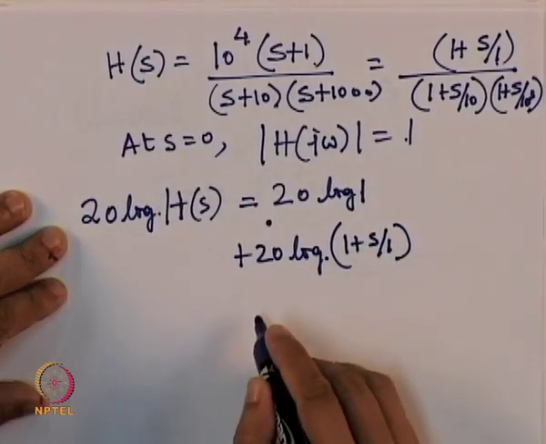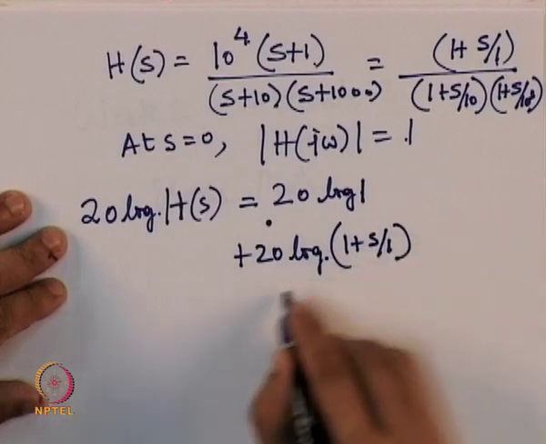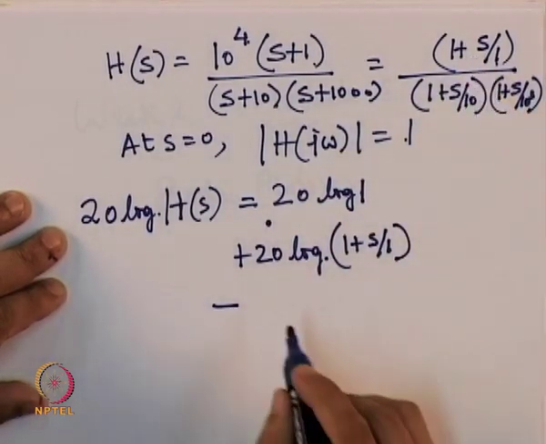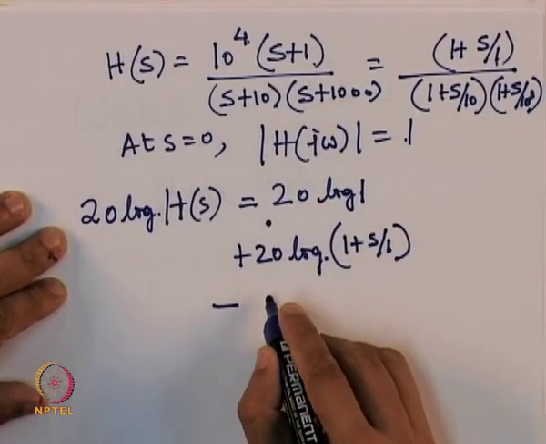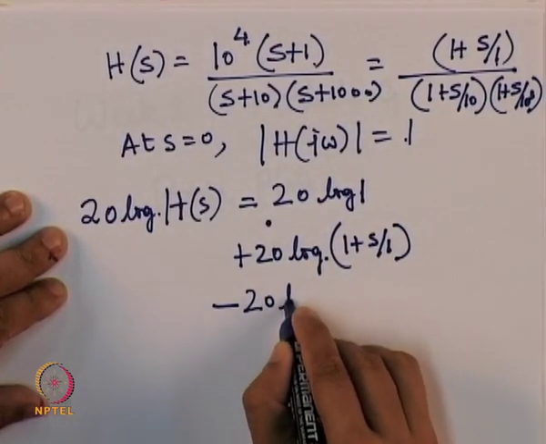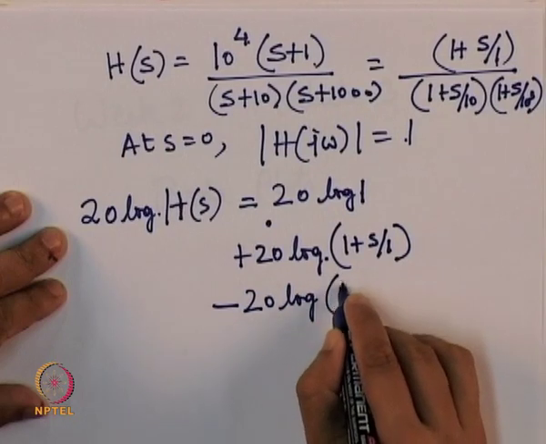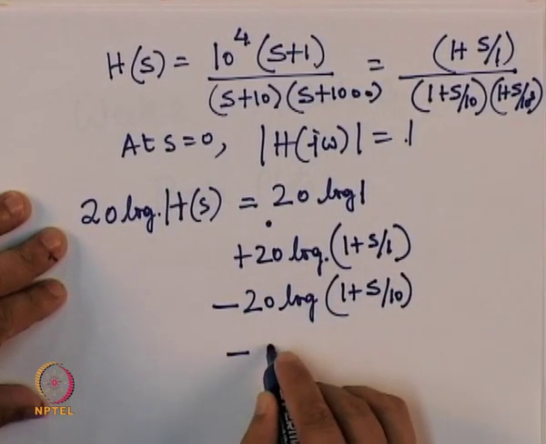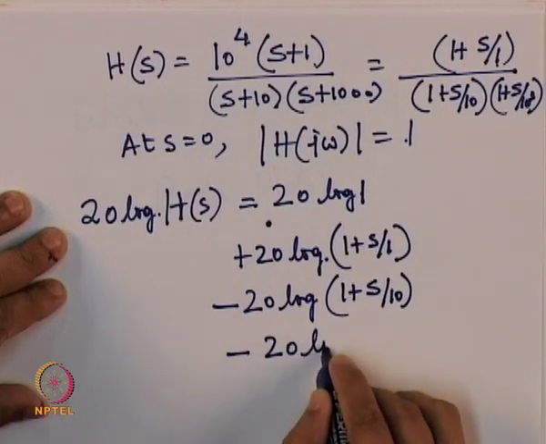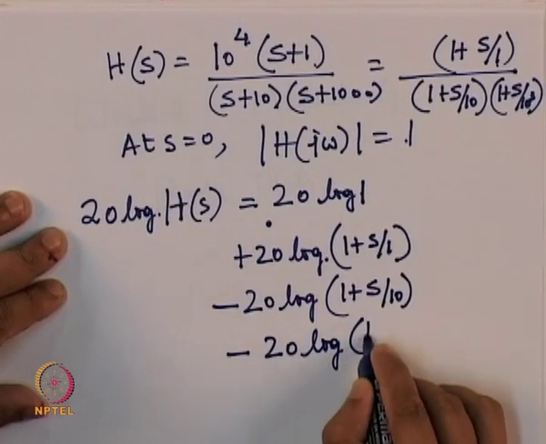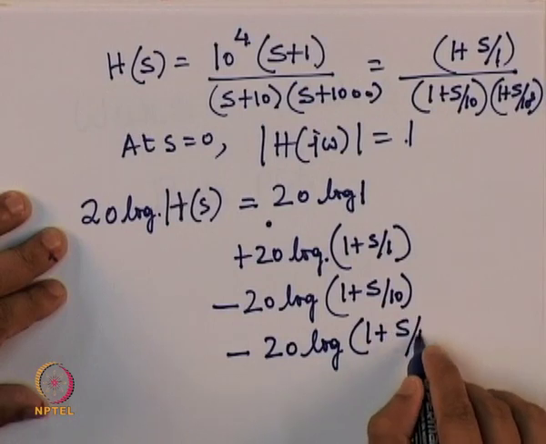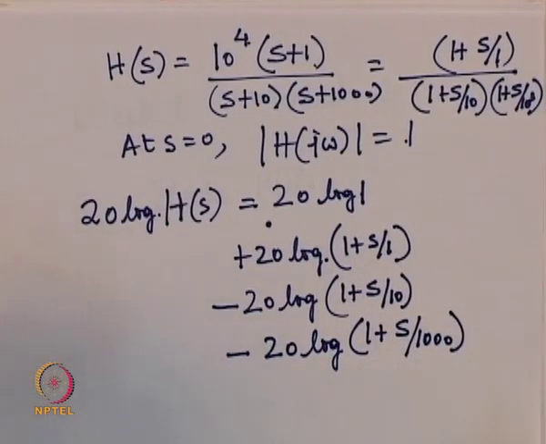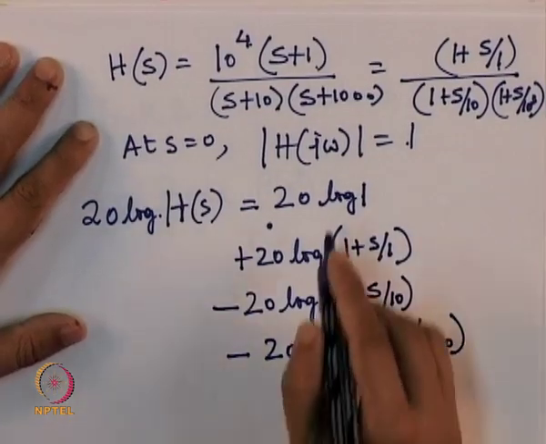Okay. And then minus this component is from the numerator, and from the denominator you have minus 20 log of 1 plus s upon 10, minus 20 log of 1 plus s upon 1000. So, now how does this component look like?